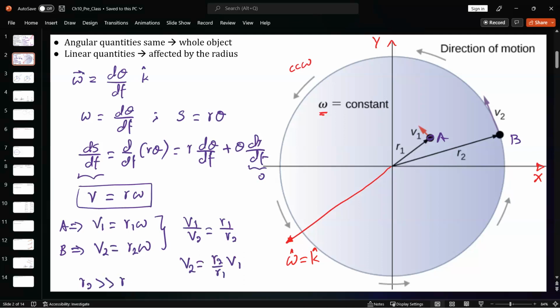As a result, we can clearly say V2 is definitely greater than V1, which means the further away you go from the fixed point P, the tangent velocity gets larger and larger because of the radius effect. But the omega for each case remains the same. Point A rotates with omega, the angular velocity, how many rotations per given time, and point B has the same angular velocity. Okay, so that's an important concept.